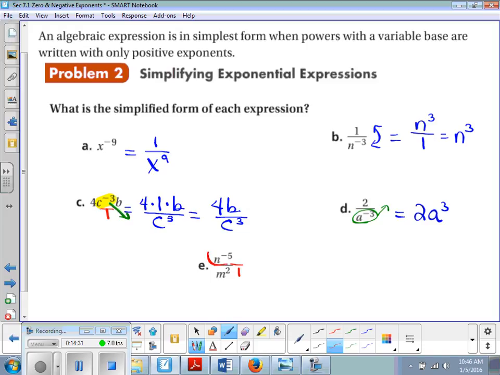And that is the thing that I'm flipping. See? So when we flip it, the 1 goes to the numerator, right? And the n to the 5th comes to the denominator, and that m squared stays the same. So m squared n to the 5th. You got that?